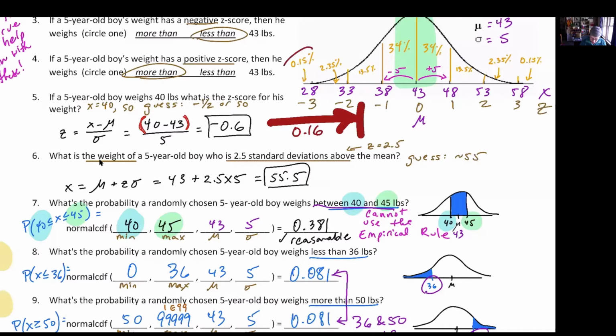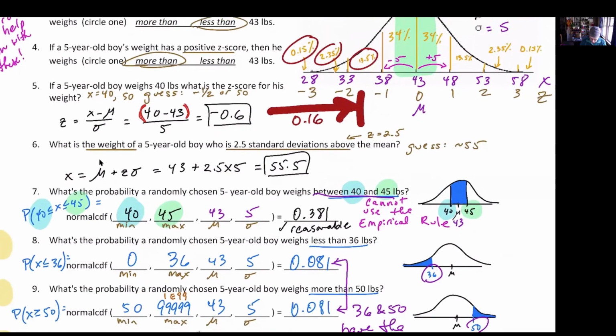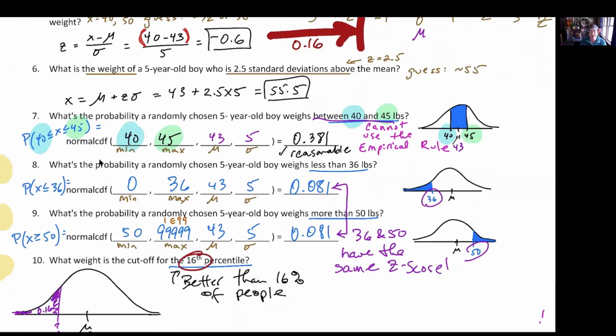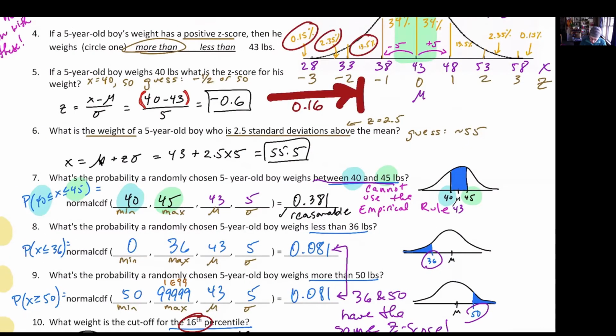Okay, and so we want to add these up until we get to, since they're percentages, 16. We have 0.15 plus 2.35 plus 13.5. Is that 16? That seems like that might be 16%, doesn't it? That's the 0.16. If we add all of those up, we get 16%. Okay, so 38 pounds and below.